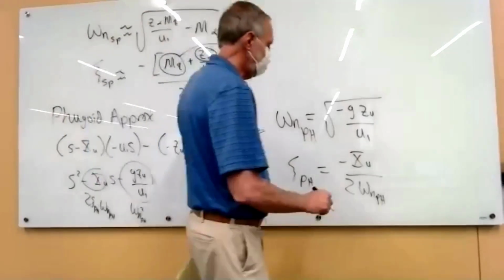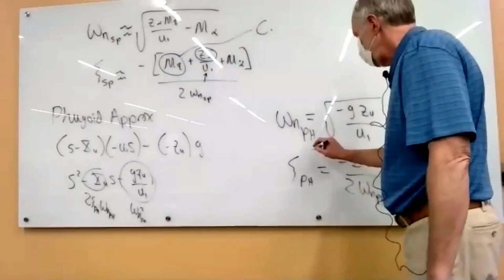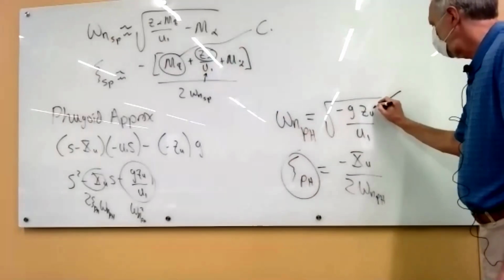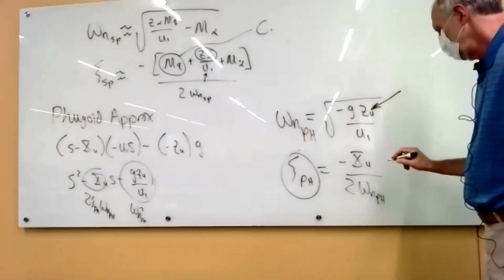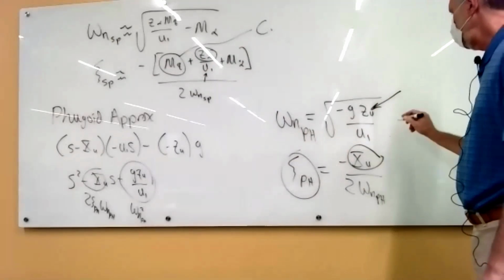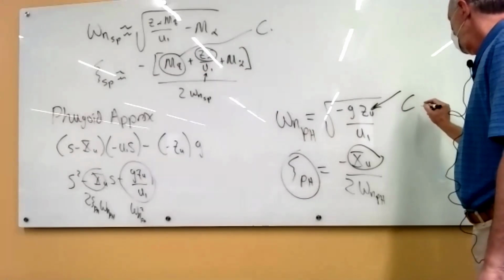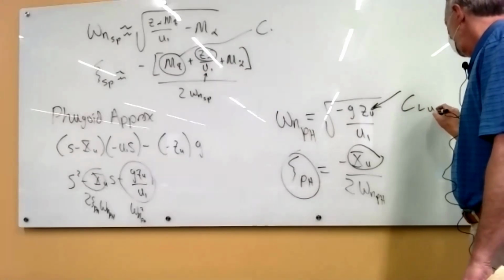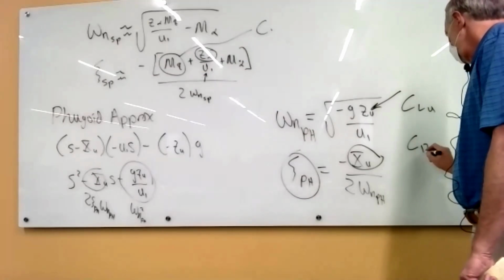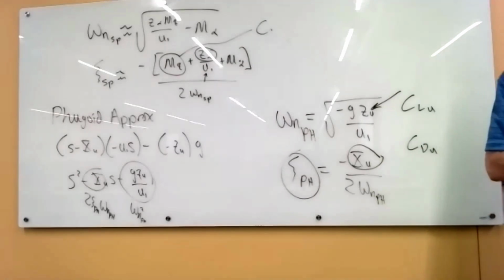And you can look at this and say, if I need to change my damping ratio, I'm either going to have to make my natural frequency smaller through ZU, or I'm going to have to fix up XU. And both of these are the Mach number type perturbations, CLU and CDU.